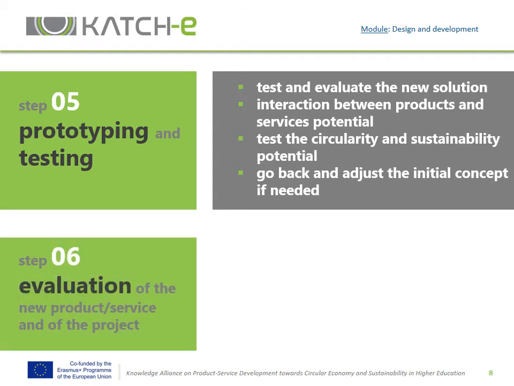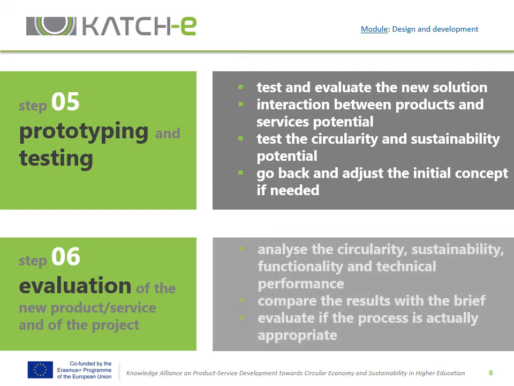Step 6 is dedicated to evaluating the new product or service system against the defined objectives and the effectiveness and procedural aspects of the project. For this, it is necessary to analyze the product or service performance in terms of circularity, sustainability, functionality, and technical qualities, to compare the results of the objectives defined in the brief, and consider whether the process used for the project is appropriate.